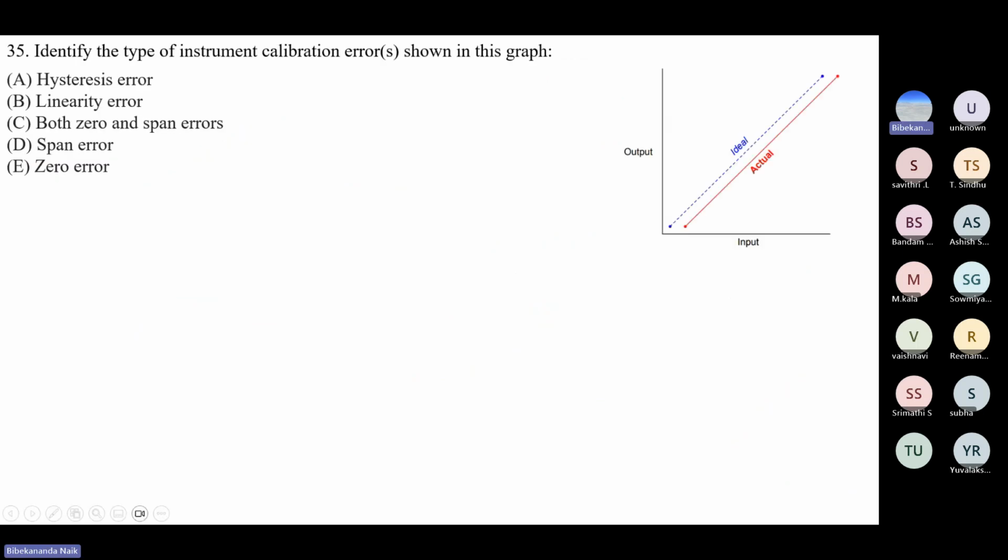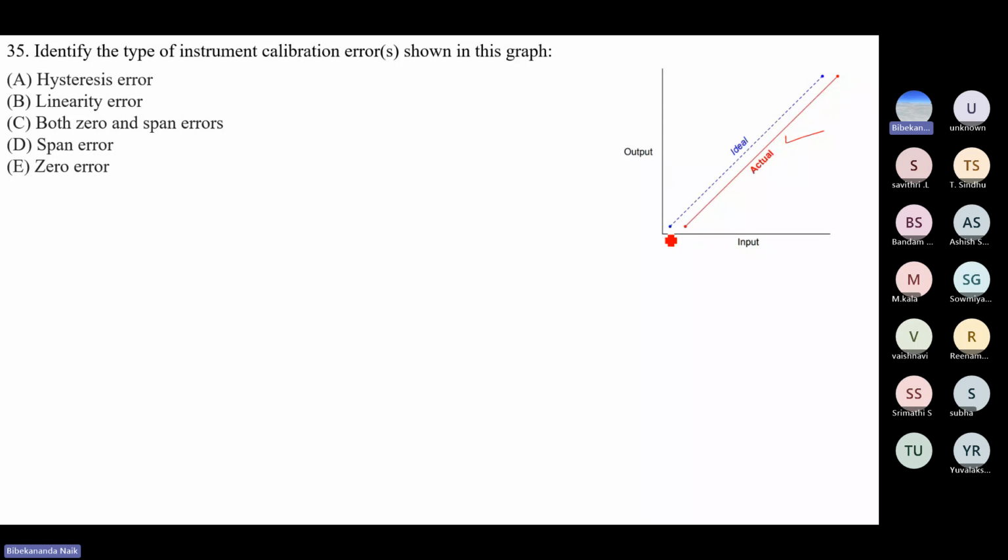So this is another type of question. It says identify the type of instrument calibration error shown in this graph. As you can see, this is the calibration graph. The calibration graph is obtained from input and output. The actual graph which it should show is given by blue, but the actual graph which we are getting is given by red.